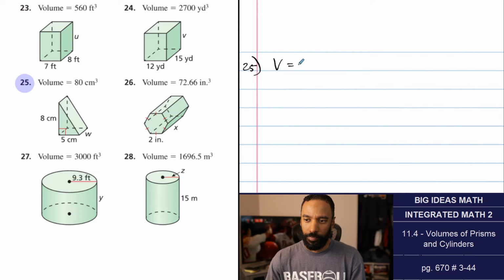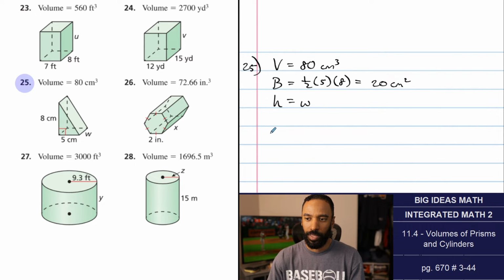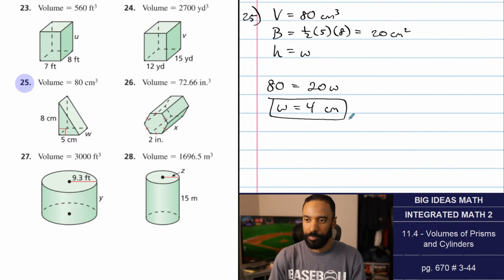the volume is 80 cubic centimeters. This is a triangular prism, so when we find the area of the base, we'll be doing 1/2 base times height, which is 20 square centimeters. The height of the prism we're trying to find is this unknown W. So volume equals area of base times height. So height is 4 centimeters. 80 divided by 20. I say height is W.